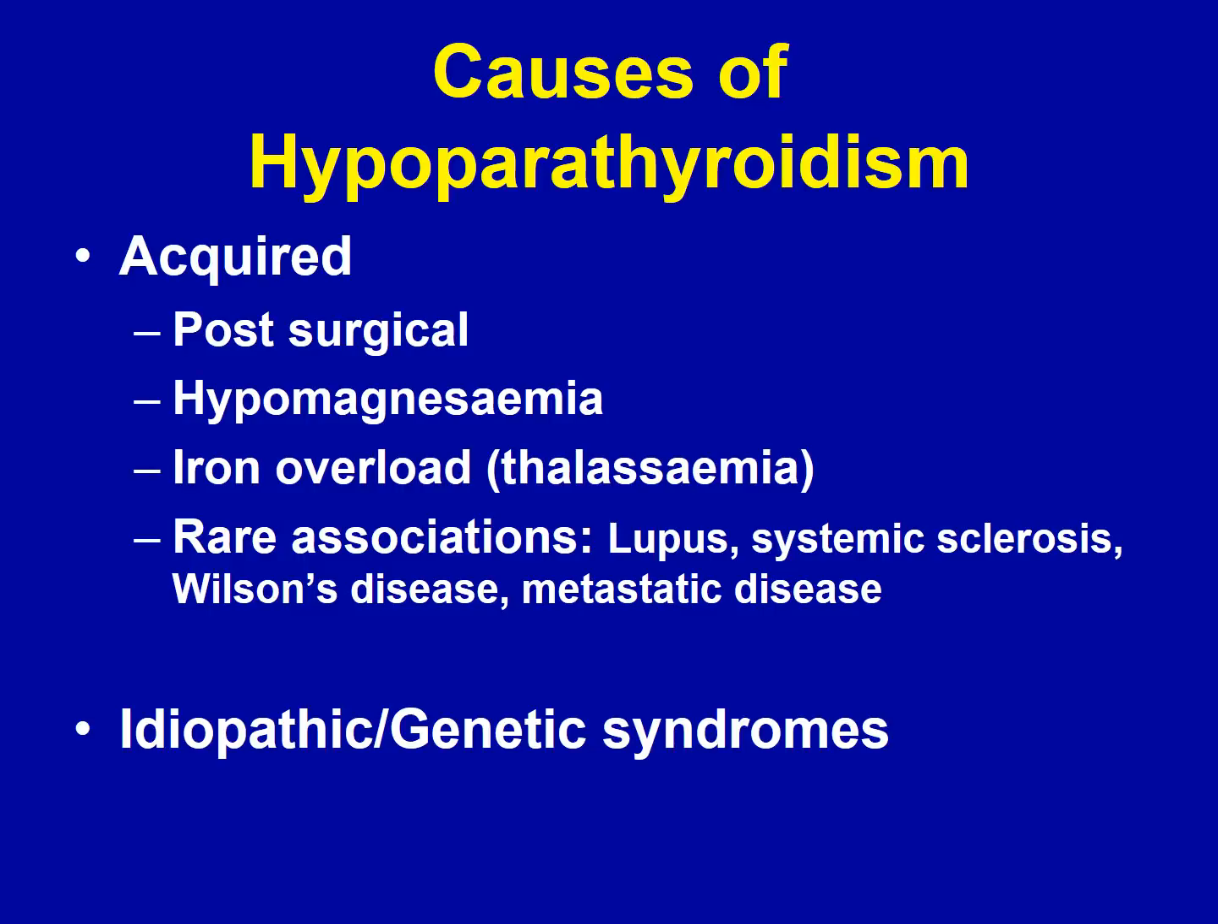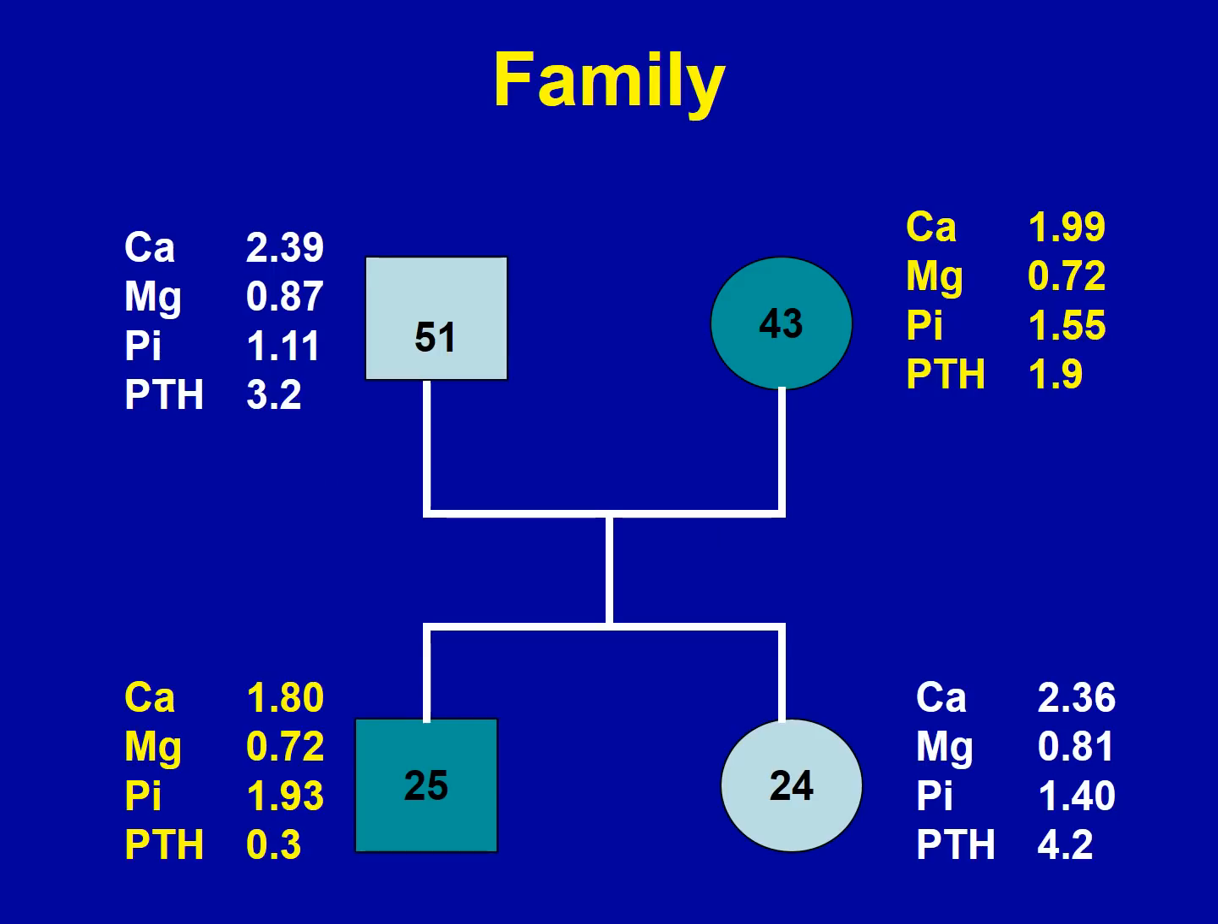When the causes of hypoparathyroidism were considered, the most common is post-surgical, usually as a result of thyroid surgery. He hadn't had that. He hadn't had hypomagnesemia. He didn't have thalassemia or iron overload syndrome, and he didn't have any of the rare clinical conditions which are rarely associated with hypoparathyroidism. He didn't have a congenital syndrome because this was a first presentation at age 25, and he didn't have other clinical features of those congenital syndromes.